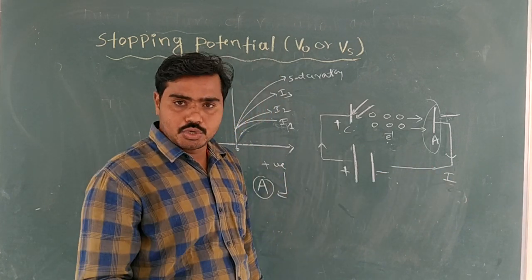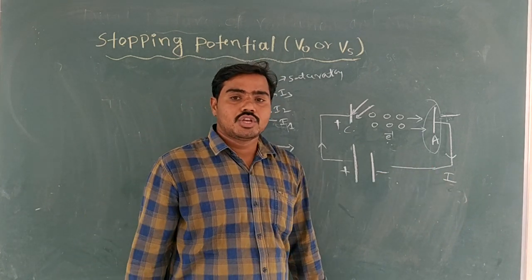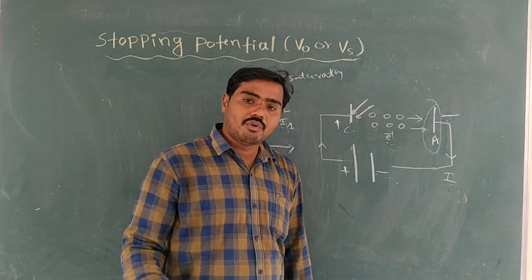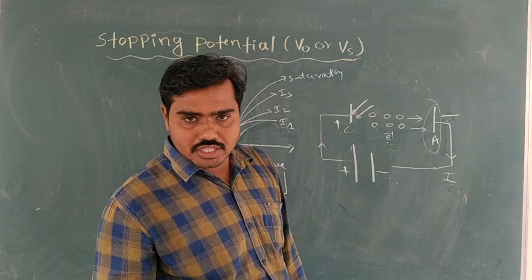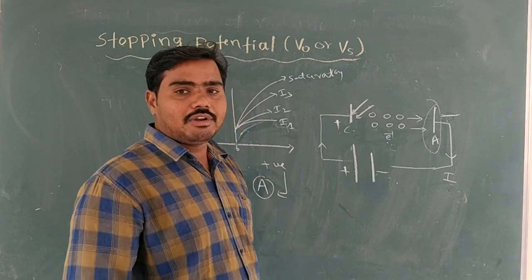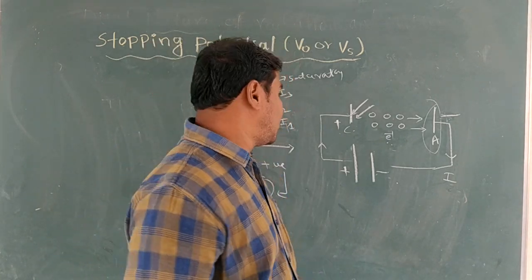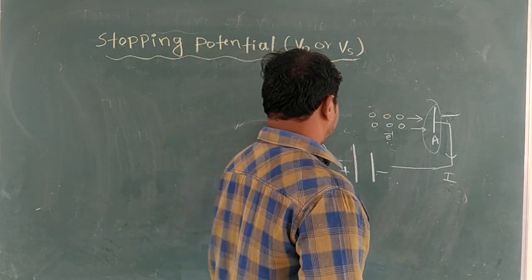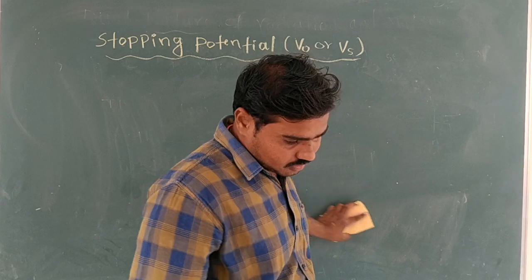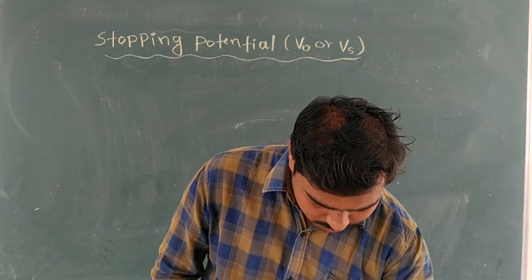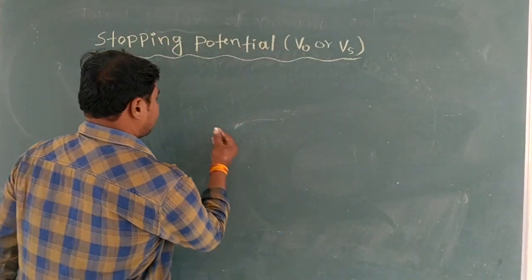It becomes zero. That we call the stopping potential. When the current decreases in the circuit and falls to zero, that one we call the stopping potential. Definition.